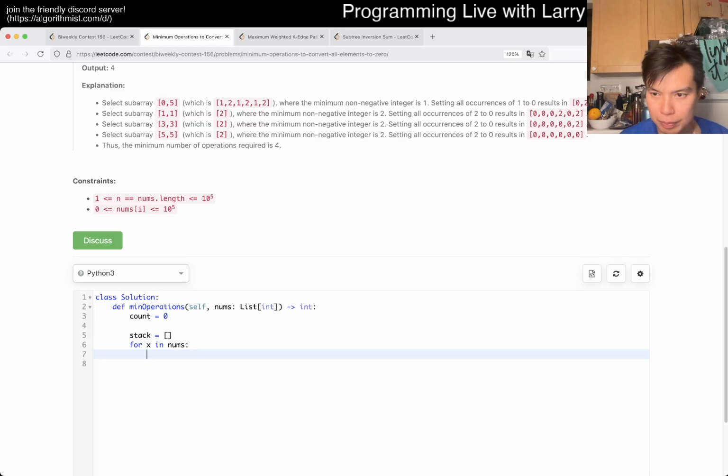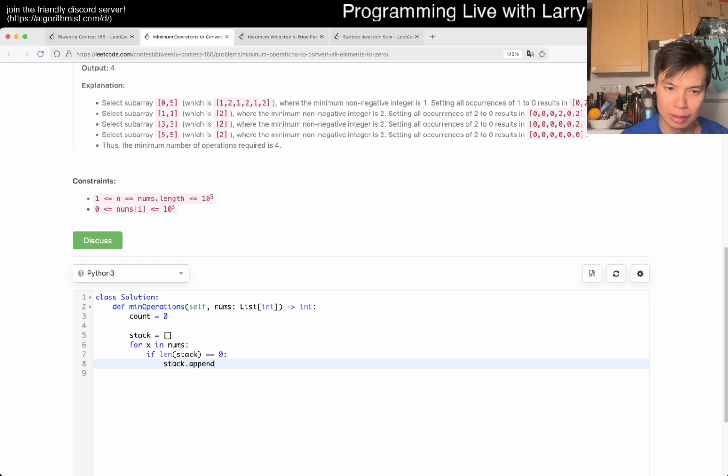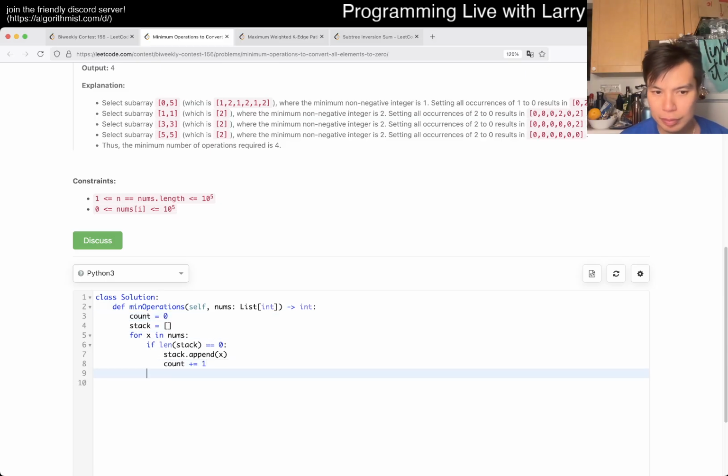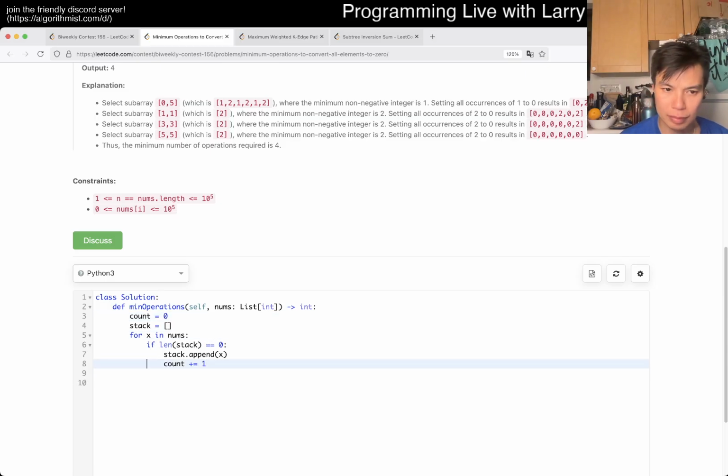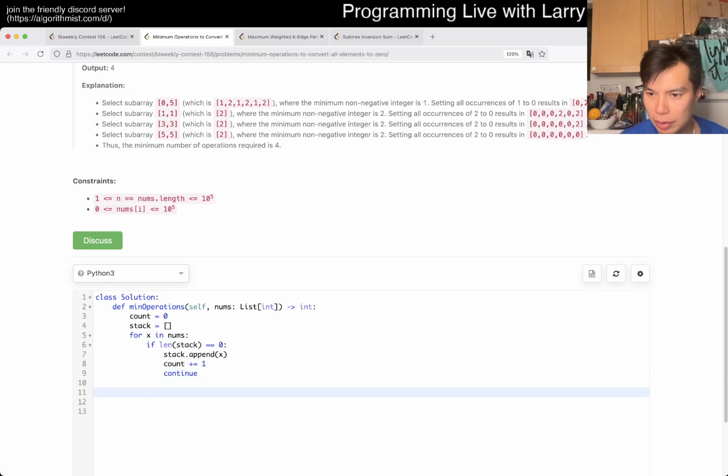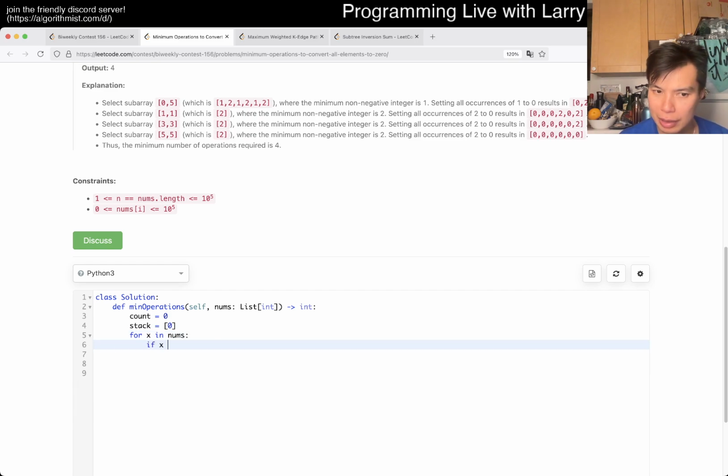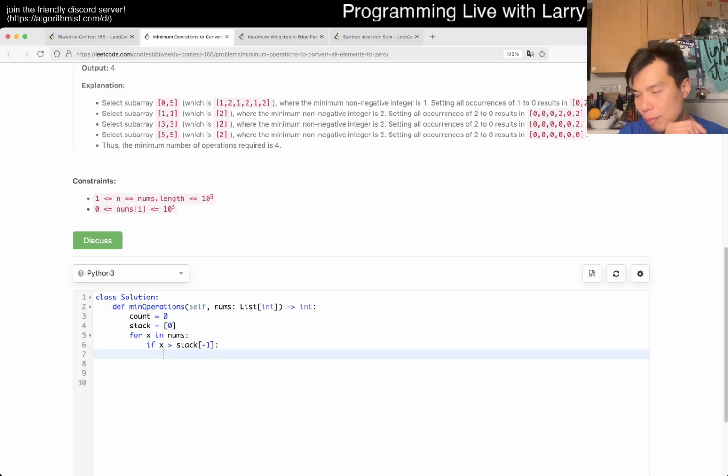Okay, so if the length of the stack is 0, then just stack that up and x, right? Otherwise, if it's bigger, maybe we just say 0, maybe that'll be helpful. Okay, so now, if x is bigger than the top of the stack, then what happens? If it's bigger than the top of the stack, then you will handle it later, right?